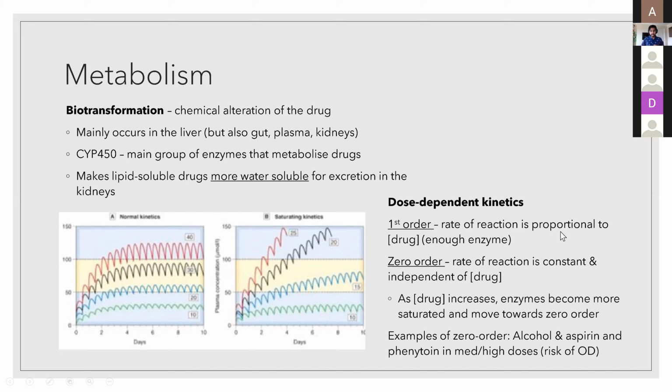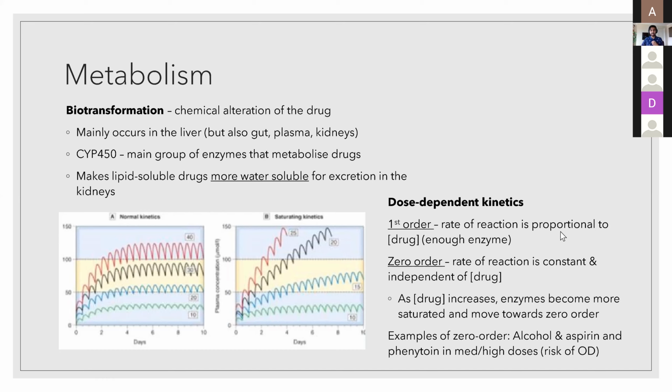Now, the second relationship, which we don't see as often but is very important to note, is zero order kinetics. And this is where the rate of the drug metabolizing in the body, or rate of reaction, stays constant, and it does not change depending on the concentration of the drug. And this happens when there's not enough enzymes. So the enzymes are always saturated, so they can only metabolize a limited amount of drugs per unit of time.